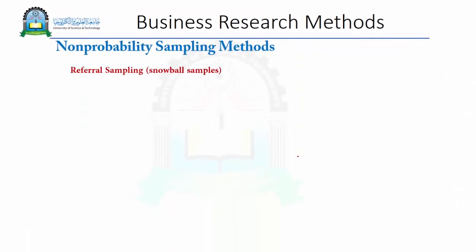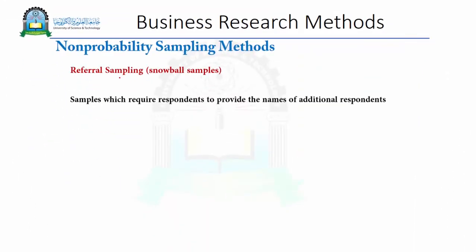The third one is what we call snowball sampling, which is referral sampling. When the snowball starts moving, it starts very small, and as it moves, it gets bigger and bigger. This is the sample which requires respondents to provide the names of additional respondents. So the researcher chooses the first respondent, and when he finishes the interview, he or she will ask him to recommend another candidate.